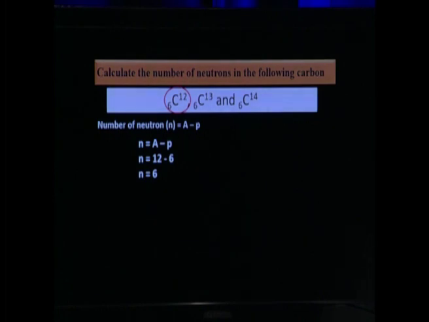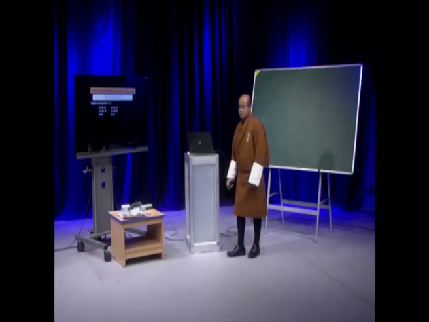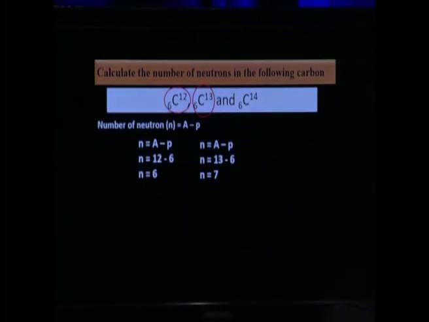Let us look at C13 by using the same formula. You can try. And this is your answer. So, the number of protons remains the same, but your mass number changes and your neutron number changes here. Let us try for C14.